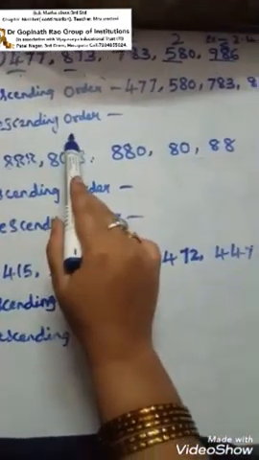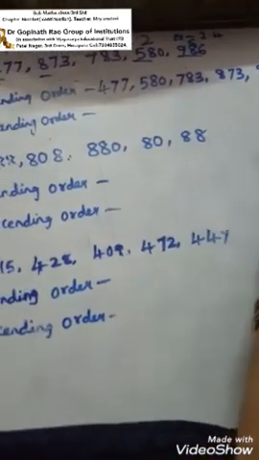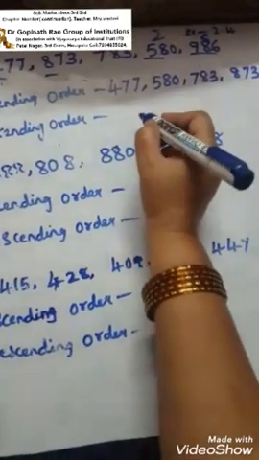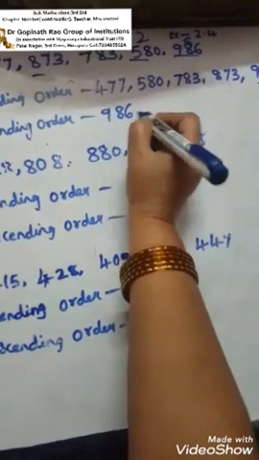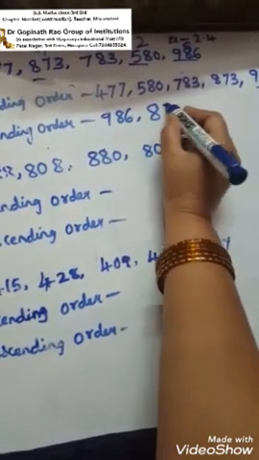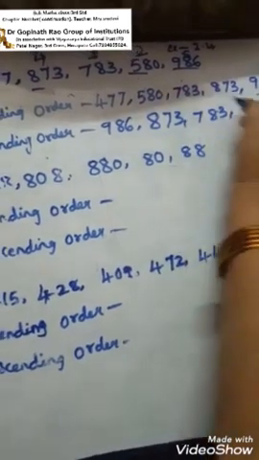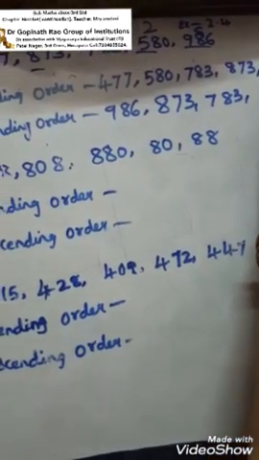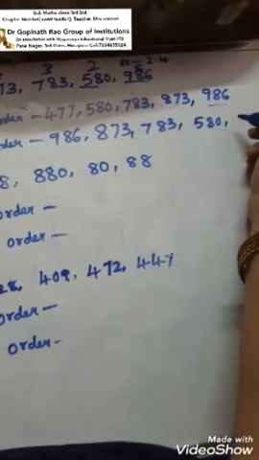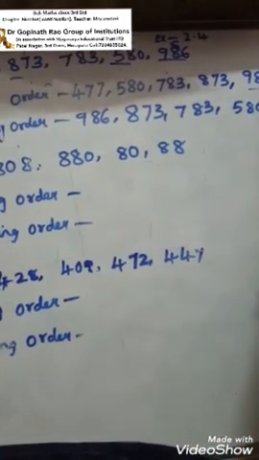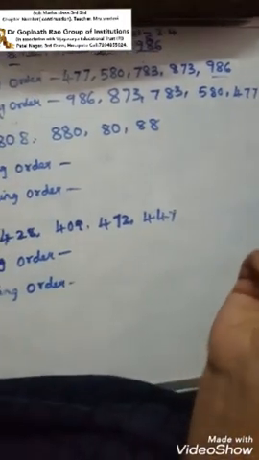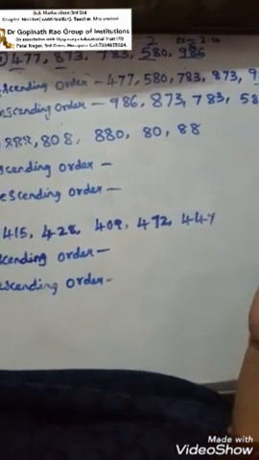So descending order in the sense bigger number to smaller number. So write this as the first number. 986 is the first biggest number. So second, third, just reverse. 580. Then next is 477. Okay children, are you getting?